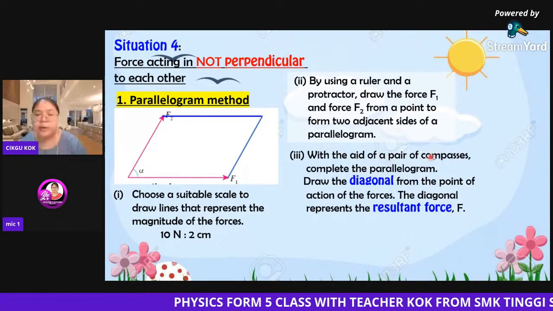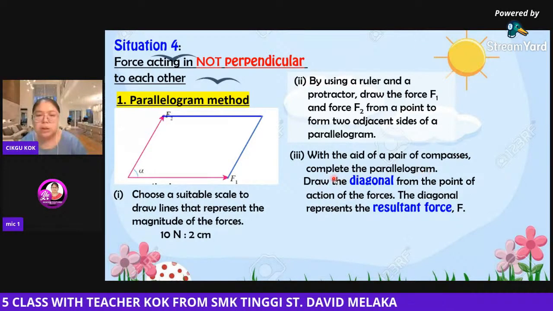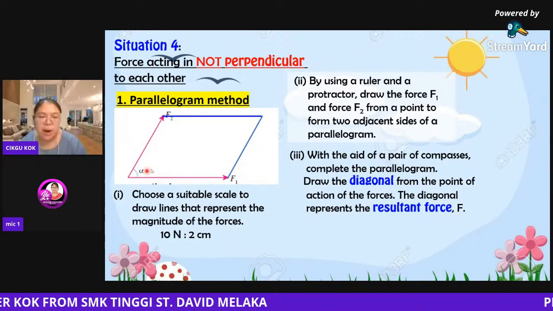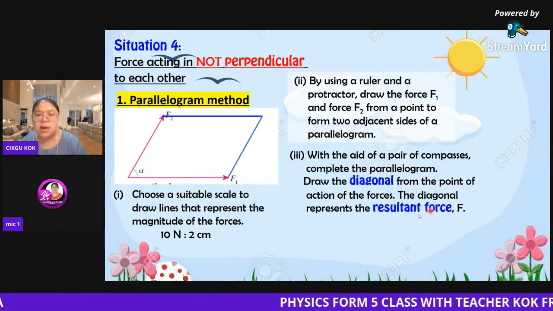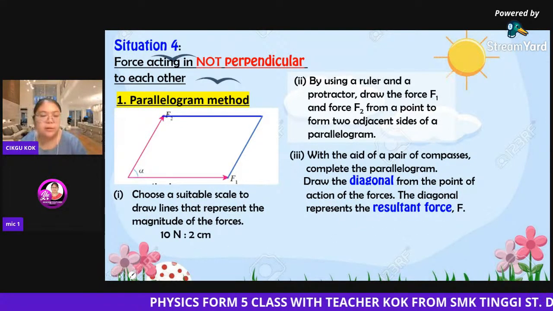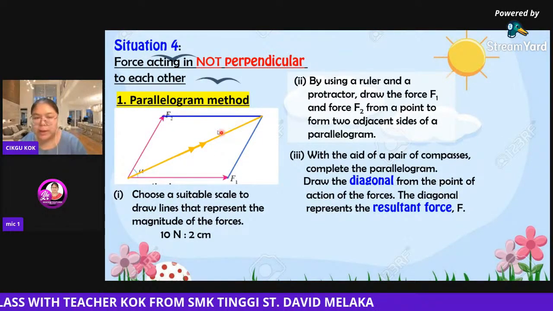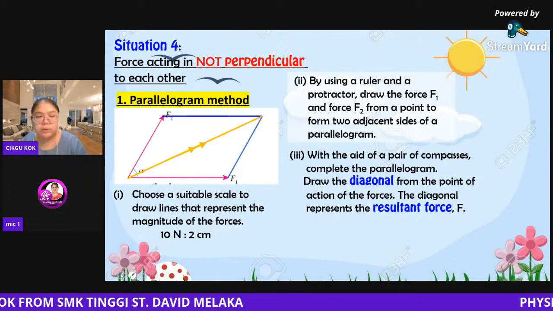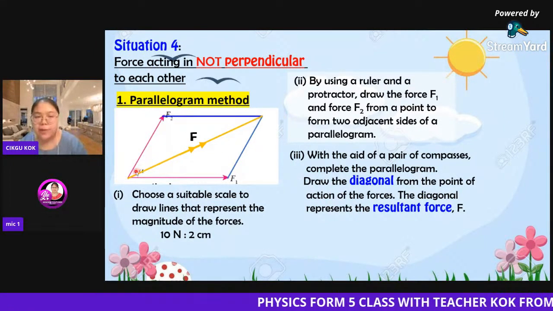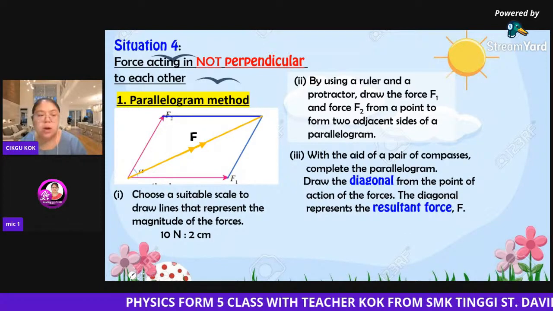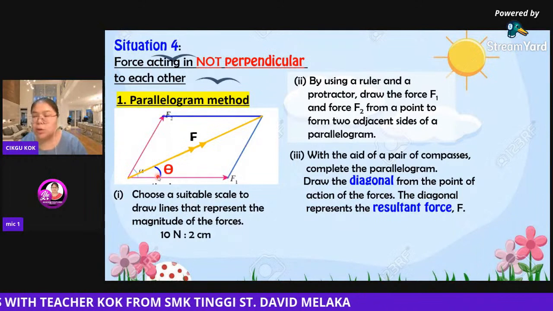Okay, so we're going to see the following. With the aid of a pair of compasses, complete the parallelogram and draw the diagonal. Diagonal means this part, draw until the other side, from the point of action of the forces. So the diagonal represents the resultant force. Okay, let's see the diagonal. So this one is a diagonal line. This one actually is the resultant force. So we just label it F. What we need to do later, after you find F, is mention the direction. So that means you need to create the angle. This angle you also need to find later.